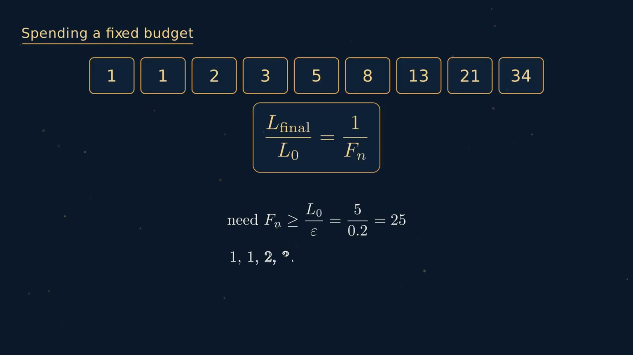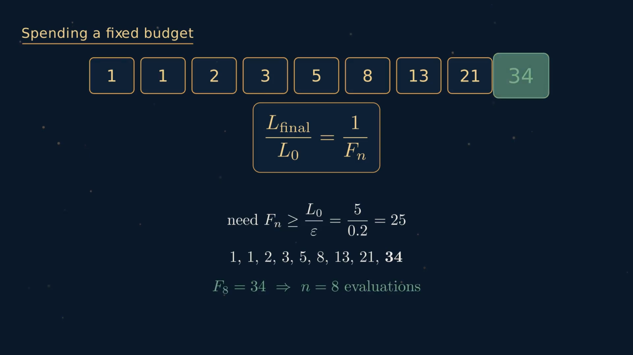Here is how you use it. Start with a window of width 5 and demand a final width of no more than 0.2. You need a Fibonacci number of at least 25. 21 is too small, 34 clears it. 8 evaluations, and the guarantee is yours.